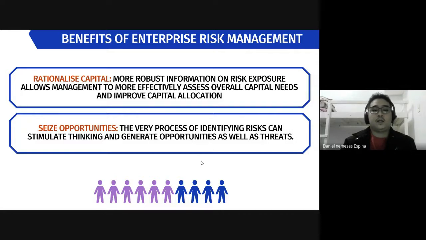And lastly, by implementing the enterprise risk management, we will be able to seize opportunities. So, as I have discussed before, there are possibly risks, which we call upside risks, that we can take advantage of. So, the very process of identifying risks can stimulate thinking and generate opportunities as well as the threats.